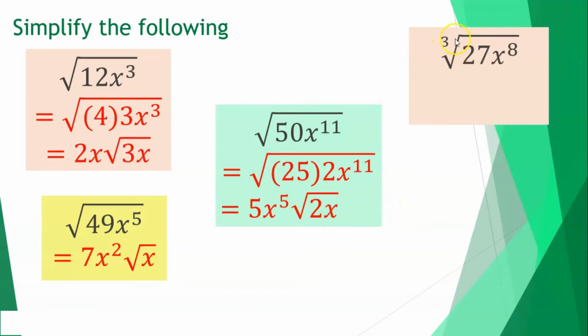Okay, next. This one here is cube root of 27x to the power of 8. Take note, 27 is a perfect cube. So the cube root of 27 is 3.